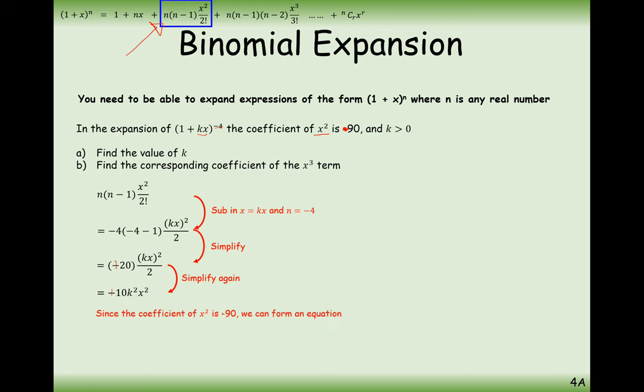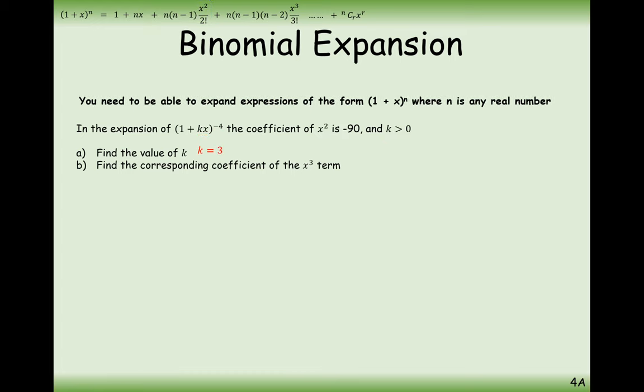Now what we'll do is set the x squared term equal to 90. So getting rid of the x squareds and setting it equal to 90. Positives on both sides, apologies. So divide through by 10 and square root, and we get k is equal to 3. We know that k is not equal to minus 3 because k is a positive value. So k is equal to 3 then.